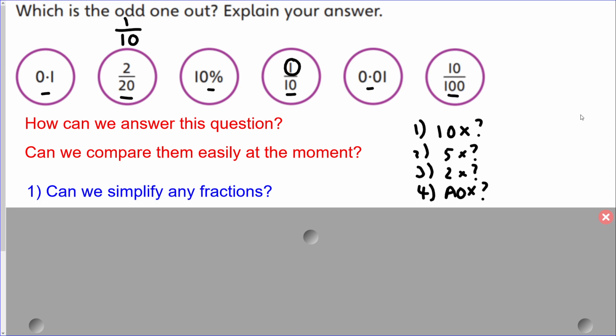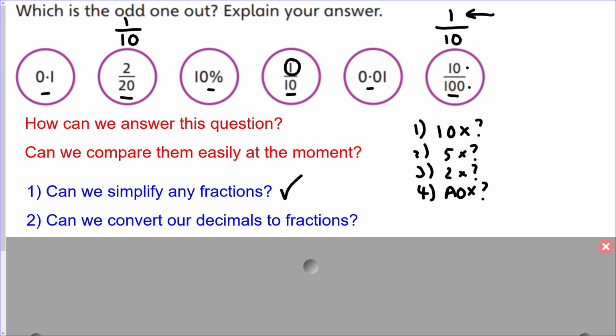Can I simplify it? I look through my questions again. Do both the numerator and the denominator go into the 10 times table? And I can see they do, because 10 times 1 is 10, and 10 times 10 is 100. So now I divide my numerator by 10. 10 divided by 10 is 1. And I divide my denominator by 10. 100 divided by 10 is 10. Again, I have now got to my numerator of 1, so I cannot simplify this fraction anymore. So can we simplify any fractions? Yes, we could, and I've simplified them now.